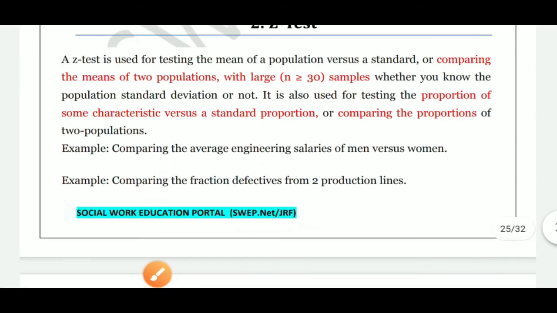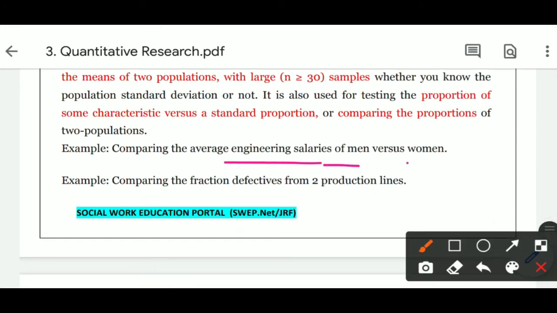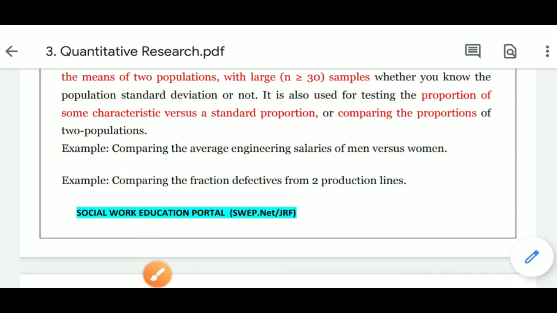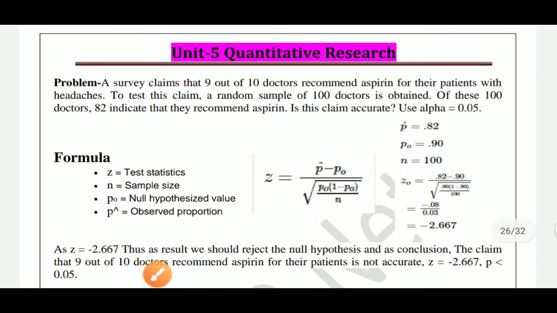Like comparing the average engineering salary of men versus women. There are so many men and women working in the organization, so you just compare the average salary of the engineering salaries of men and women. So you just perform the Z test. Now, there's an example for the Z test.